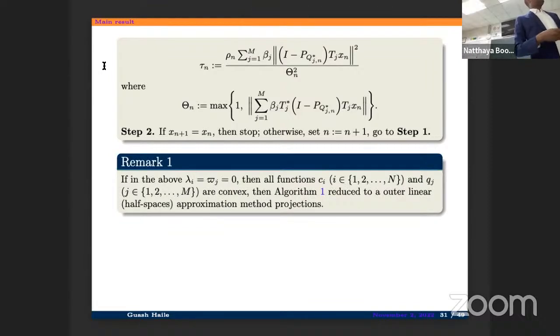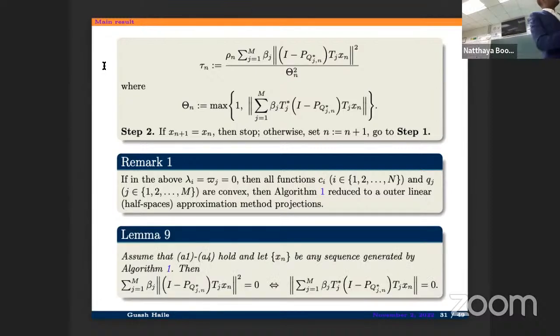So if lambda_i and omega_j are 0, then all the functions c_i and q_j are just convex. So we can have an algorithm that can solve the problem, which is different from this algorithm 1.